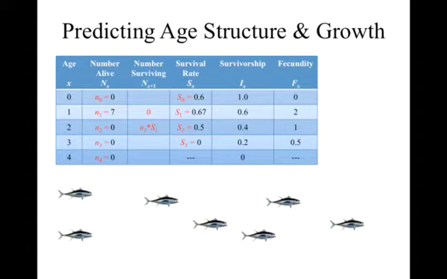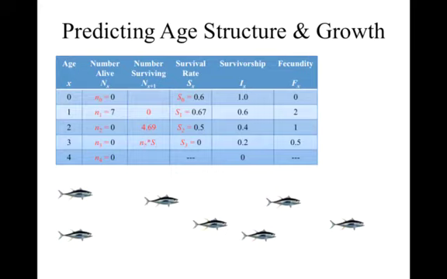The number of year 2 fish next year is equal to the number of year 1 fish this year times the probability that those year 1 fish survive. So I have 7 year 1 fish this year. The probability that they survive is about 0.67. And so I would expect 4.69 year 2 fish next year.